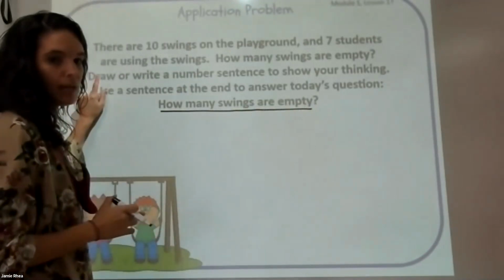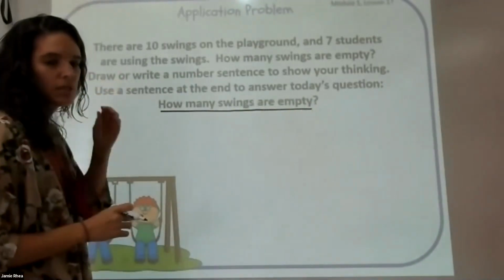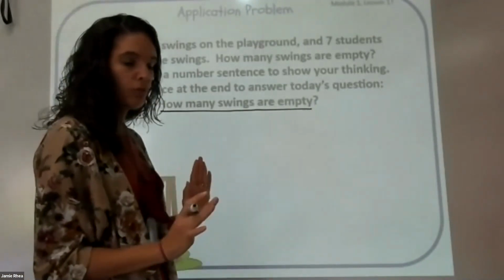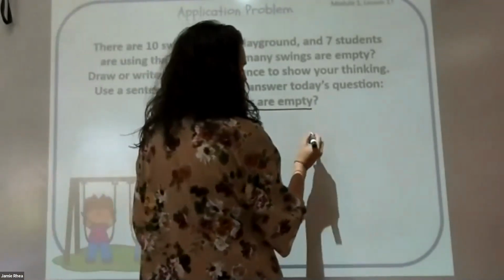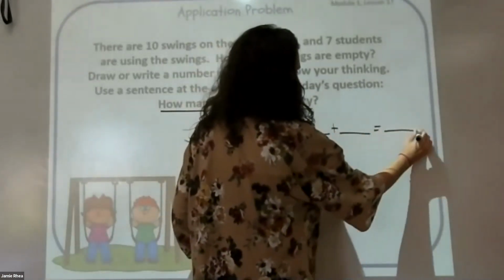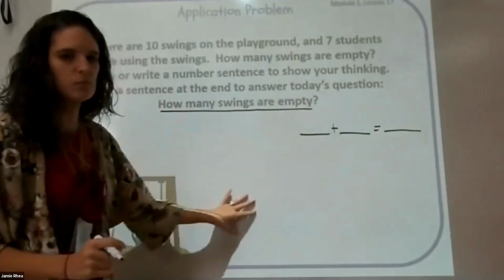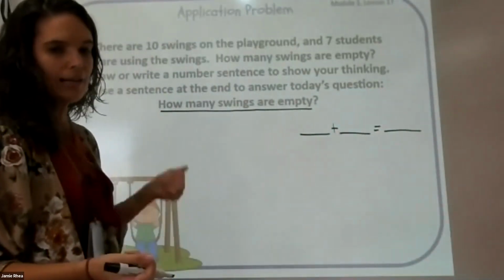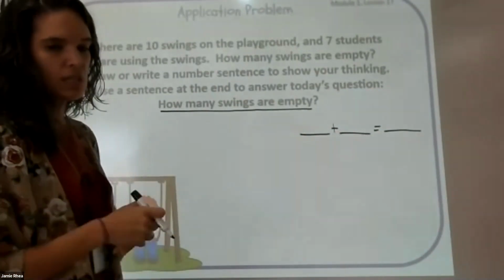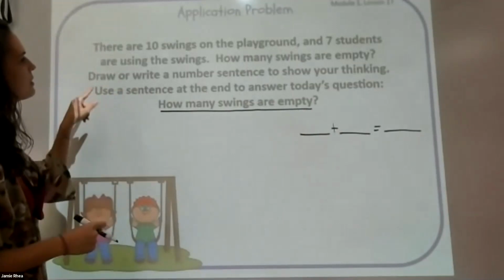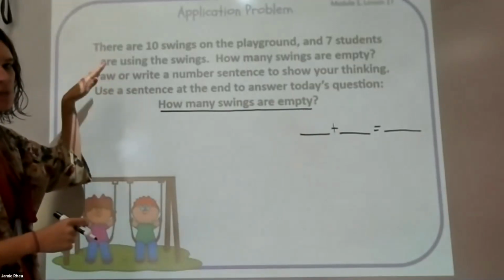Now it did tell me I need to draw or write a number sentence, but because I'm doing it with you guys, I'm going to do both. So I'm going to come over here and make a blank number sentence so I have some room to draw. So in order to draw, I need to know how many of each thing I need. So let's look back with our detective skills and find out our important information.